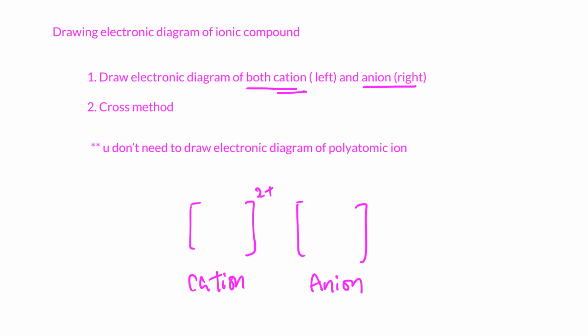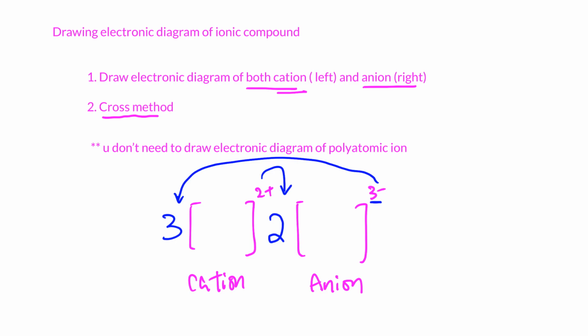Say for example this is 2 plus, this one is 3 minus. And then we're going to have a cross method. Cross method means that I'm going to put the charge on the left-hand side to the right, and then the right charge to the left. So the location that we're going to write will be here. If it is 2, I will write 2 here. If this is 3, I will write 3 in front of it.